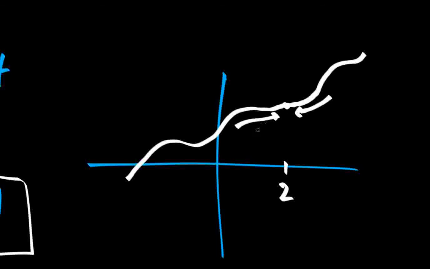At this point 2, the left and the right limit exist, and it converges on the point that is actually the function value at that point.